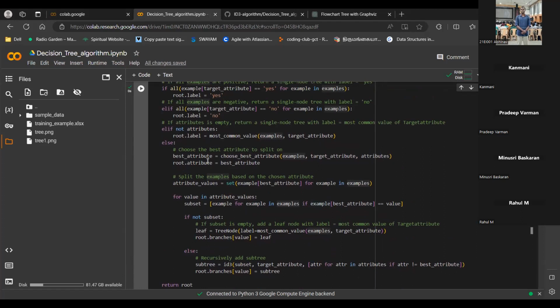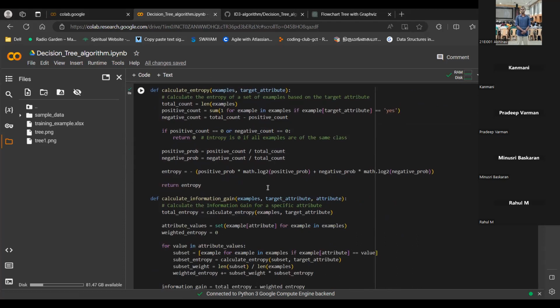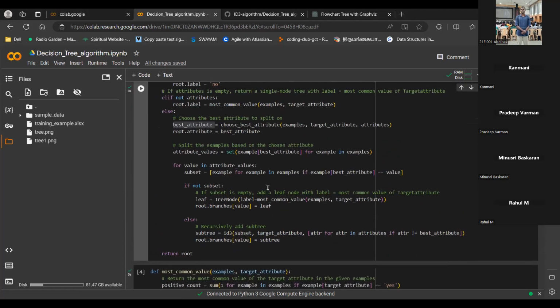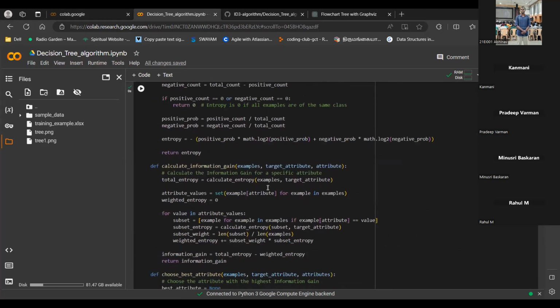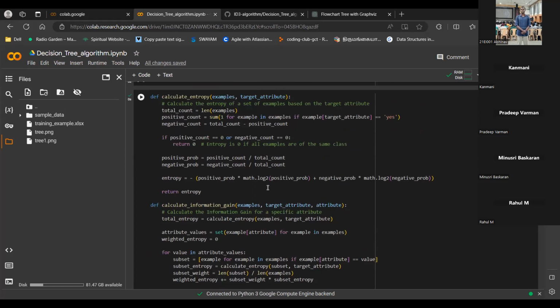And if none of those cases were true, then we'll be trying to calculate the best attribute using our information gain. This is similar to what we have seen using the direct formulas.